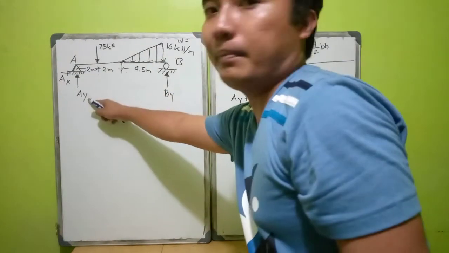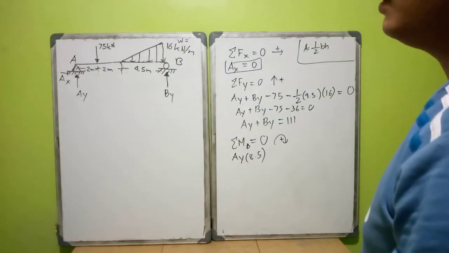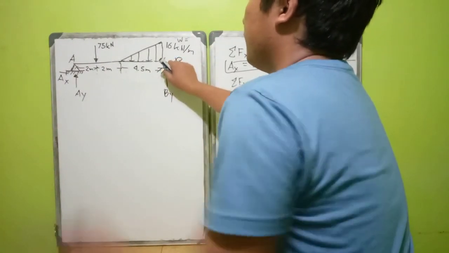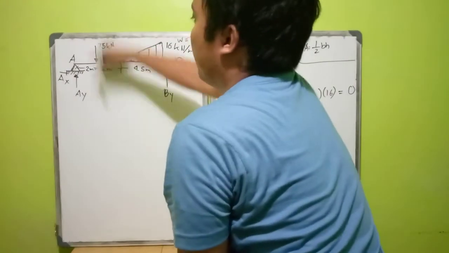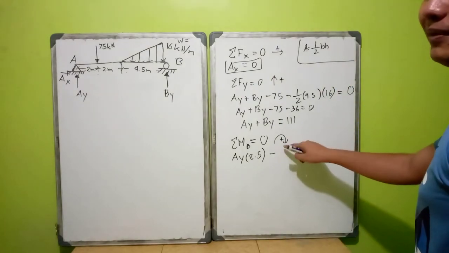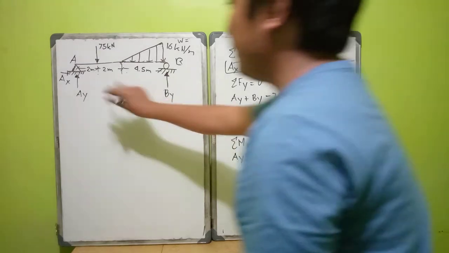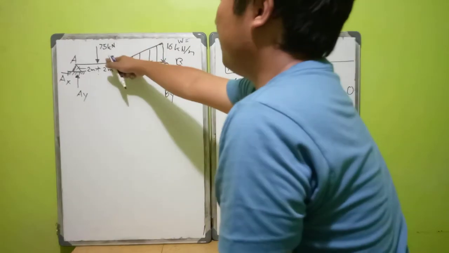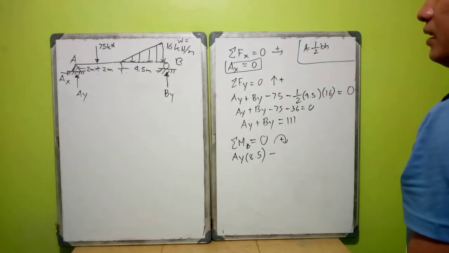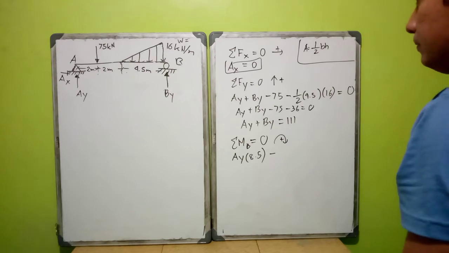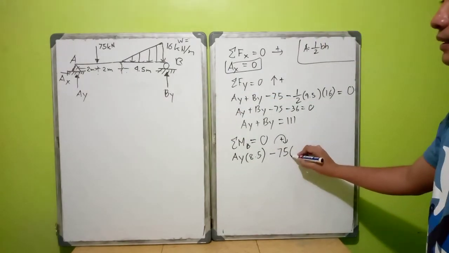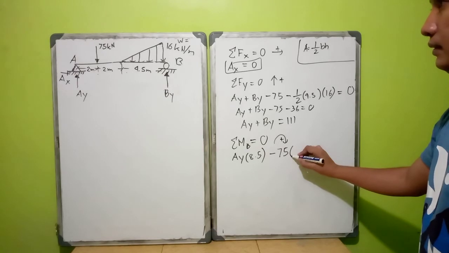The moment arm, remember from your statics class, is always perpendicular to the direction of your force. Okay? And then we have another force, 75. Relative to B, this is your fulcrum, so your 75 will rotate. Imagine it will rotate. We have assumed counterclockwise as positive, so Ay is positive. This 75 is clockwise. So we have negative 75 times 2 plus 4.5, which is 6.5.